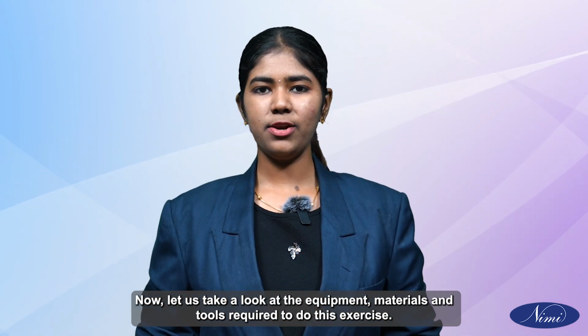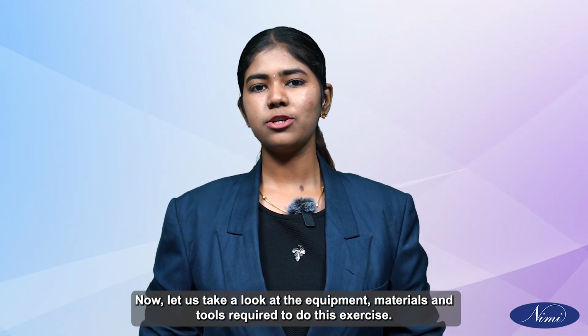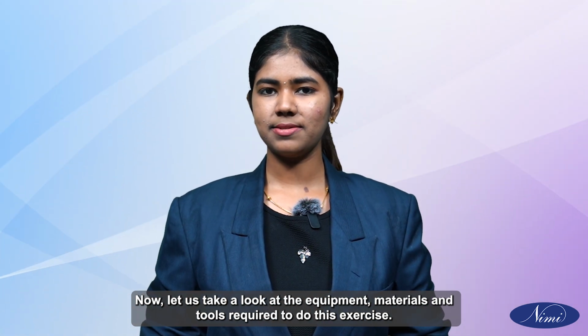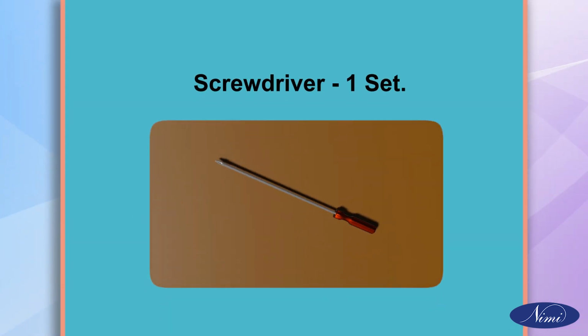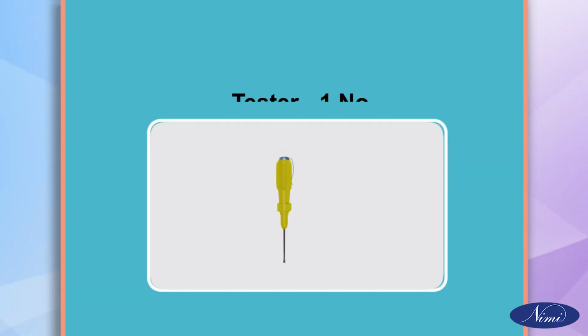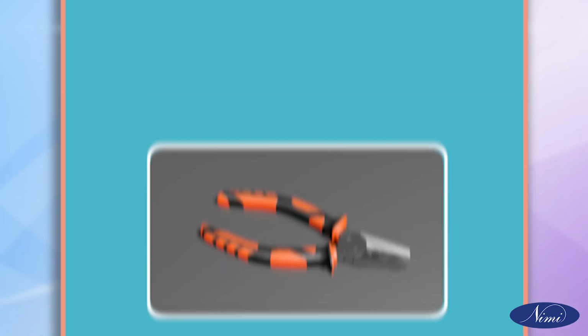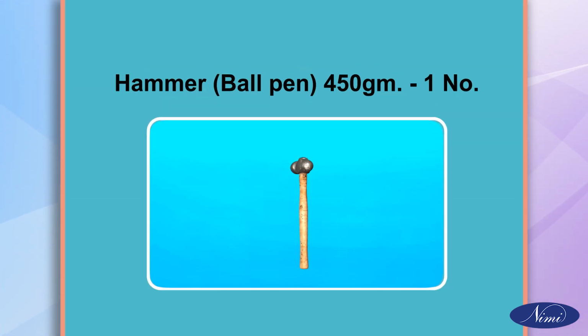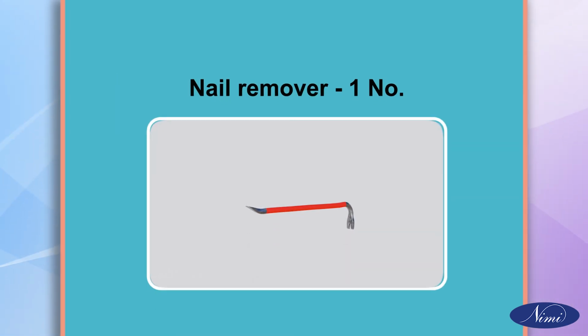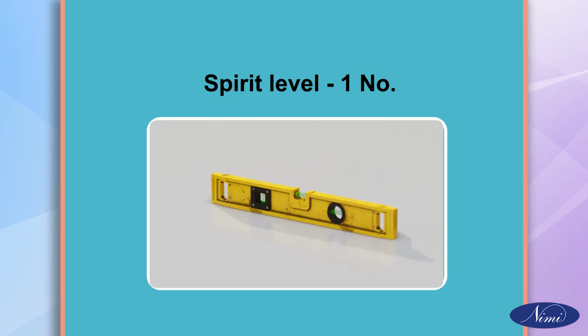Now, let us take a look at the equipment, materials and tools required to do this exercise. Tools or instruments required: Screwdriver 1 set. Tester 1 number. Cutting plier 1 number. Hammer, ball pen 450 gm 1 number. Nail remover 1 number. Spirit level 1 number.